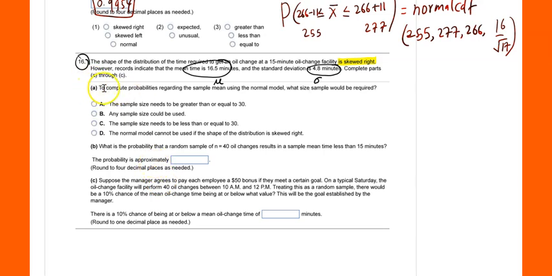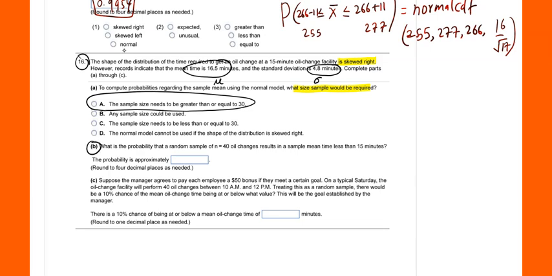Part A. To compute the probability regarding the sample mean using the normal model, what size samples would be required? Notice that since the population is not normal, we should expect the sample size must be greater than or equal to 30 to use the normal model, and therefore the answer is A. The sample size needs to be greater than or equal to 30.